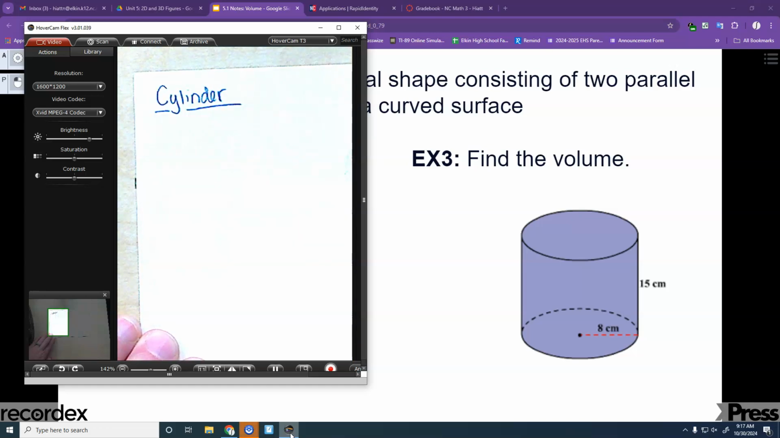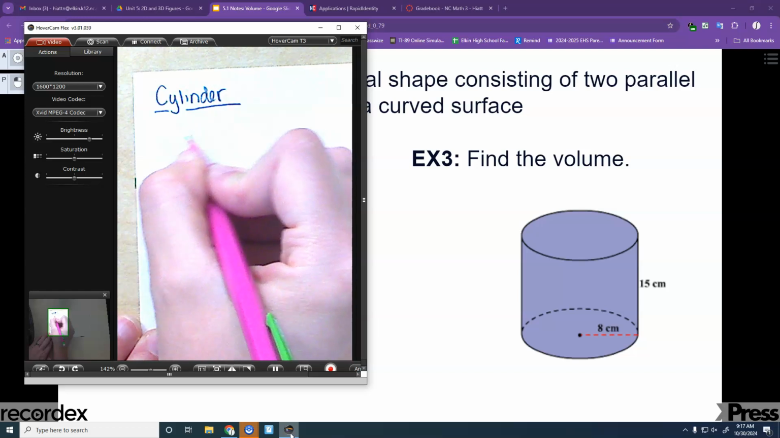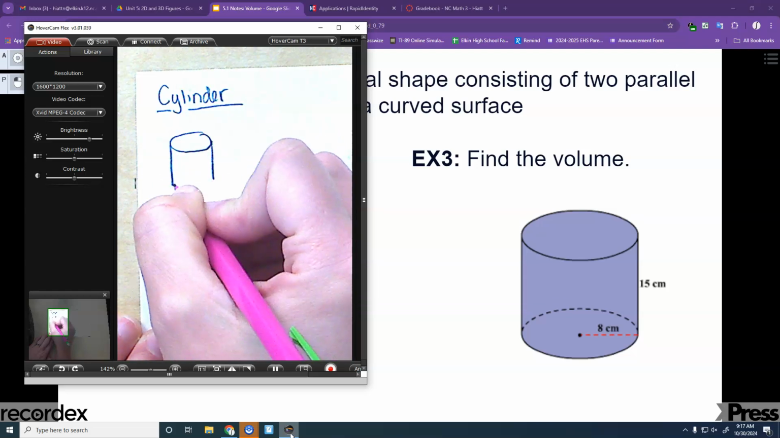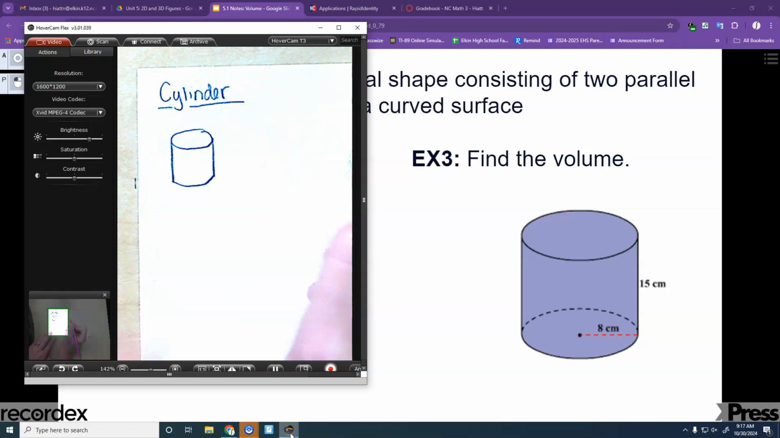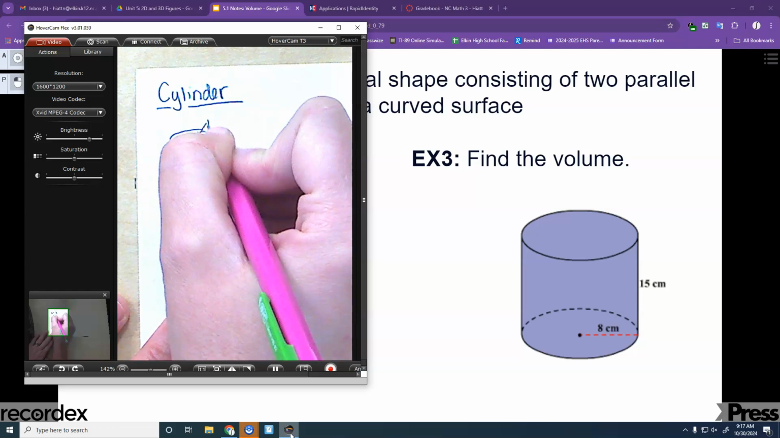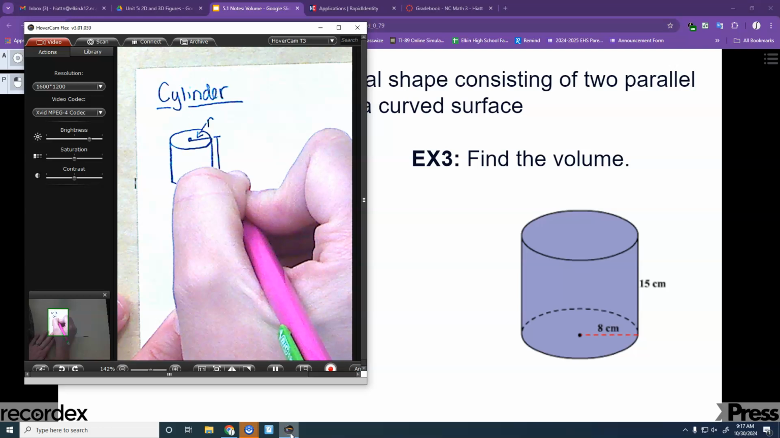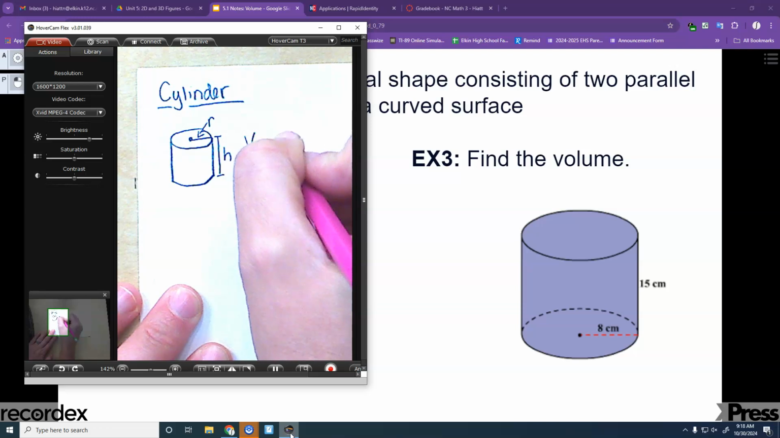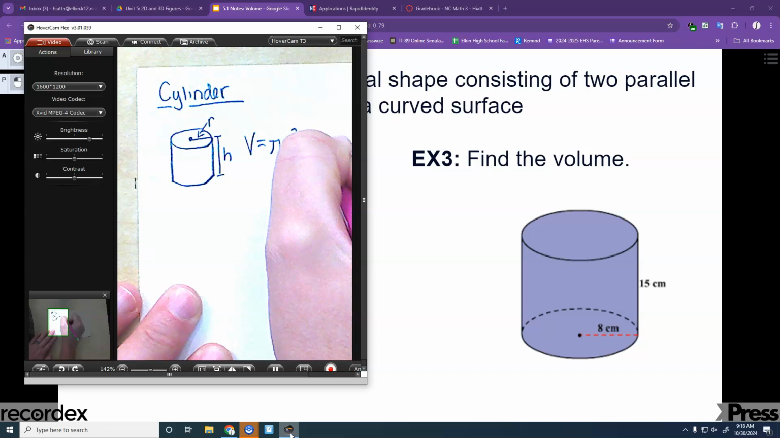Okay. All right. Now, to draw a cylinder, you can draw an oval, two sides. If you can't draw an oval, then I feel sorry for you. And then just a curved bottom part. Okay. In the cylinder, what you need to know is the radius. So we can label this right here R for our radius. And you need to know H, which is your height of the cylinder. And our volume is the area of the base, which is pi r squared, times the height.